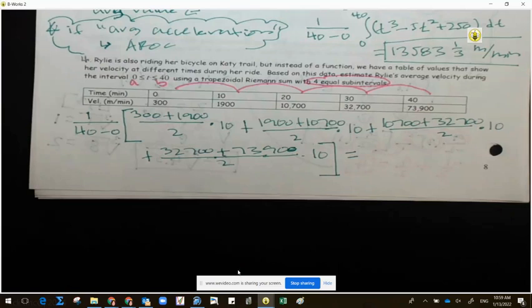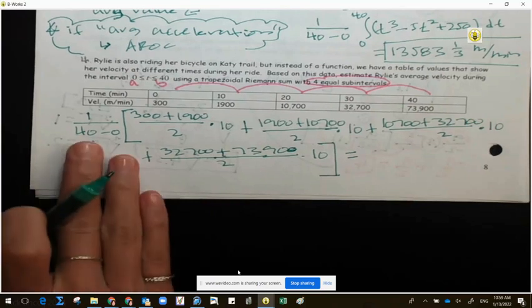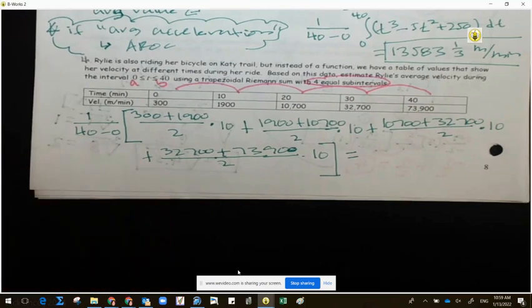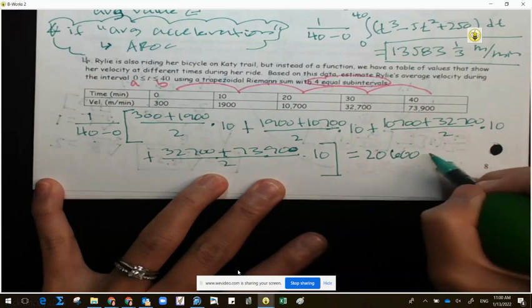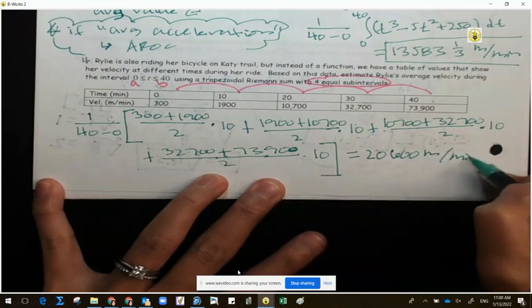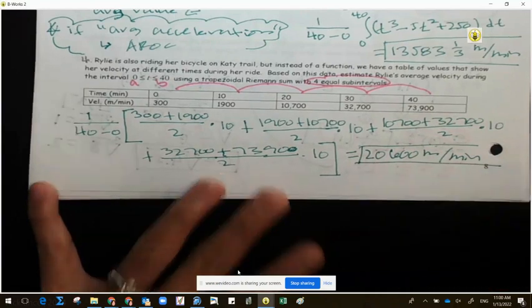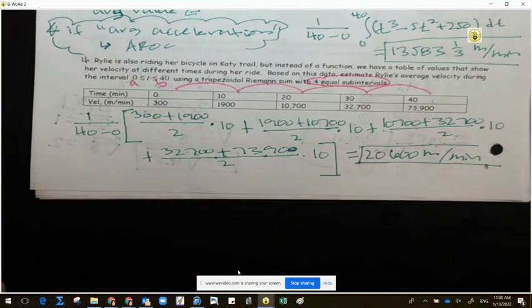Ruby, how many? 824,000. Ooh, is that wrong? I got a different number, so I could be wrong. Did someone confirm 824,000? Did you divide it by 40? Oh, you divided by 40. Average value. Well, that's what I did wrong in my quiz. I know, don't do it again. It's 20,600. Oh, yeah. 20,600, and that's meters per minute.